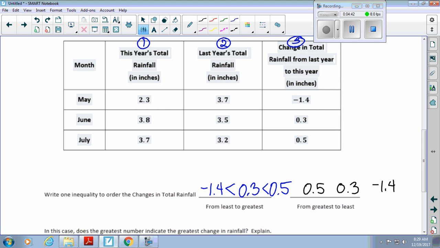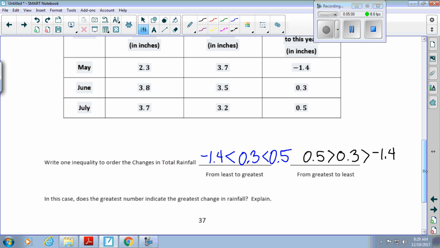What symbol, if I'm going greatest to least, will I need in there, Zoe? The arrow's pointing the opposite way. So when you read these, you read them left to right. So it would be 0.5 is greater than 0.3, which is greater than negative 1.4. Okay? Any questions so far?